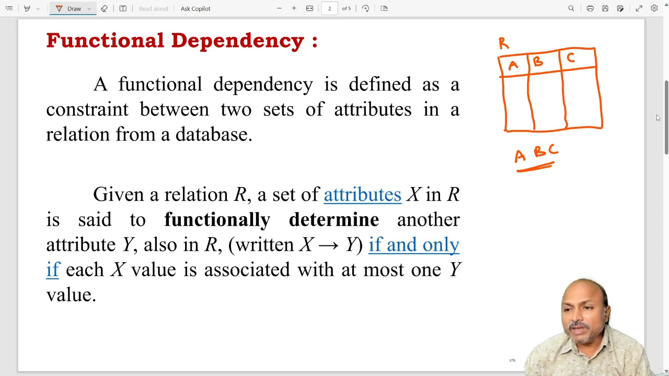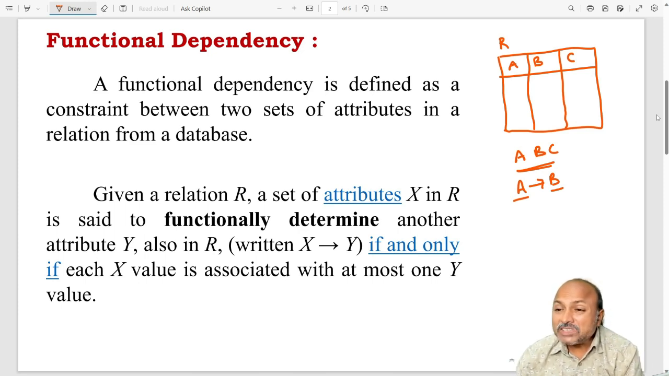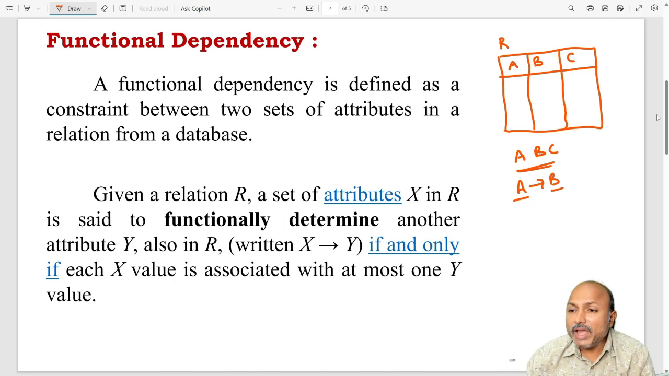The terminology is, for example, A arrow B. Left side one or more attributes, right side one or more attributes. That means the left side attribute functionally determines the right side attribute. How to read it: A functionally determines B. That is the way of reading. A arrow B means A functionally determines B.